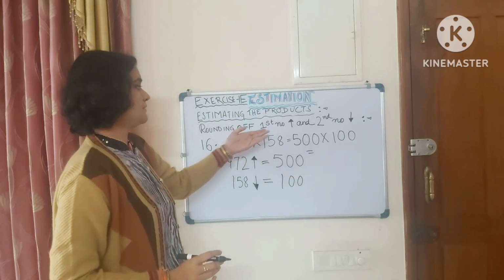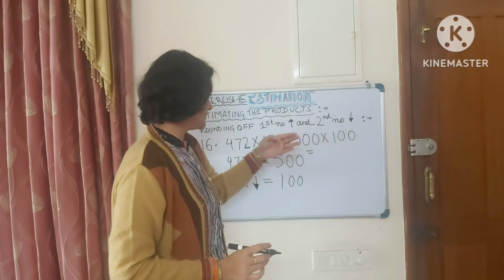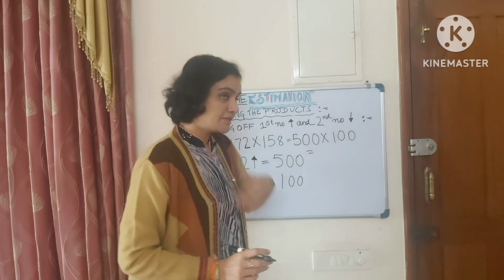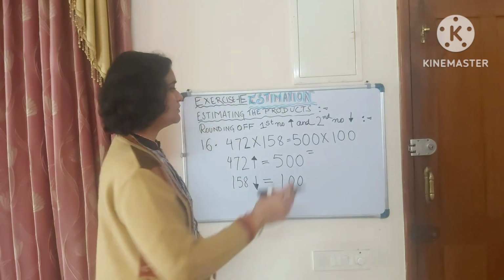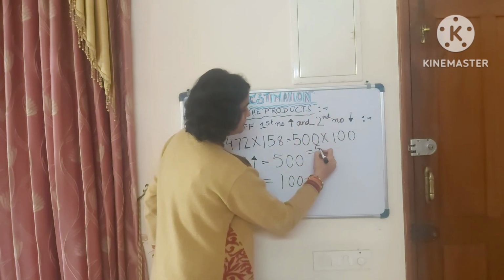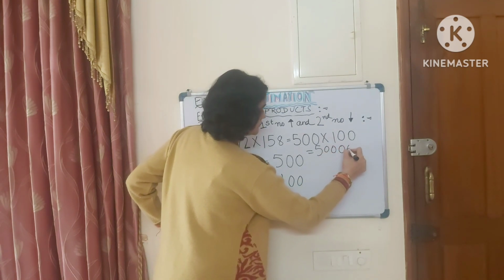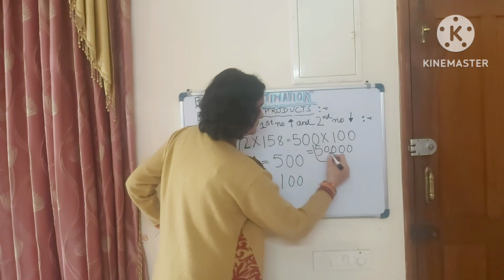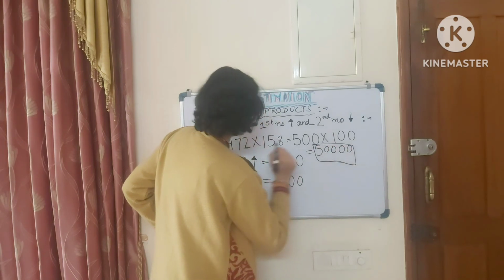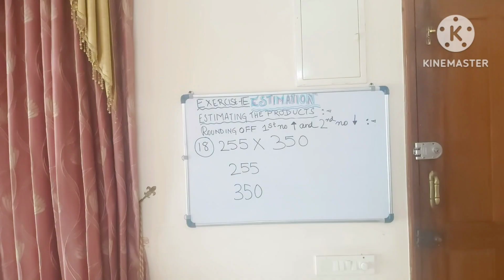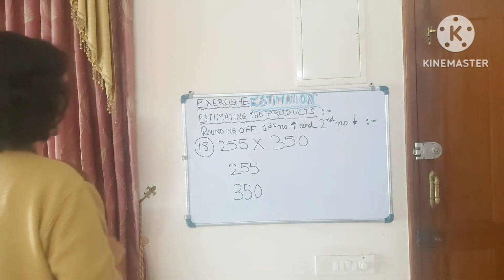Okay, 472 became 500 after estimating upwards, and 158 after estimating downwards became 100. So it will become 5, 1, 2, 3, 4. Okay, 50,000. This is the answer for question number 6. Now we will come to question number 18.